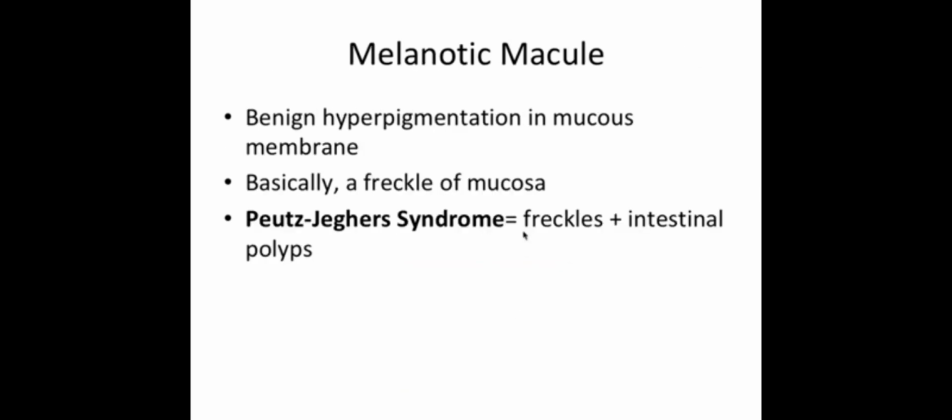Next, we have a melanotic macule. This is basically a benign hyperpigmentation in the mucous membrane. So basically, you can think of it like a freckle of mucosa. Now we have another syndrome, which if you watched my previous video, I'll always bold syndromes and list them as sort of a mathematical equation, a sum of some certain characteristics that when added together equal the syndrome. So this one involves these freckles, melanotic macules of the face, could also be the lips, and especially inside the mouth, and intestinal polyps.